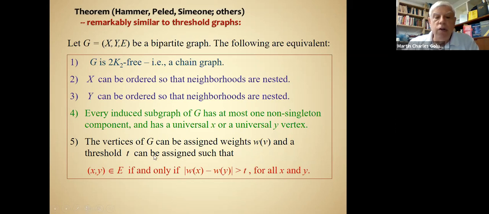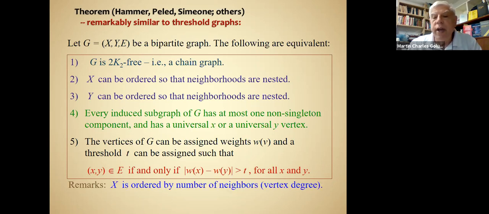And it also has a weighted characterization where you can assign weights and a threshold. So this should remind you a lot of the theorem for threshold graphs. And so in your mind, you're thinking, well, chain graphs are probably just like threshold graphs. And in most cases, they are. They have the same kind of structure, the nested neighborhood.